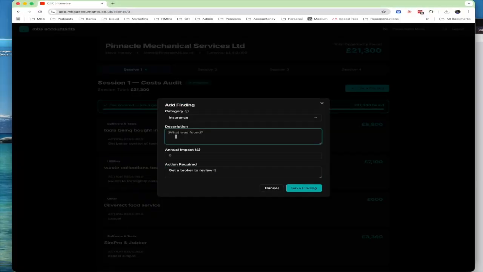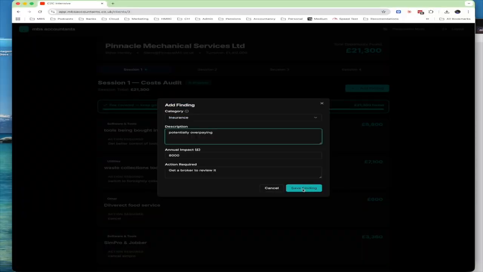Okay, so we've gone for a conservative approach on the insurance that we think we need to. The action required is to get a broker to review it. Based on the experience that we've got, we think there's a potential £8,000 a year saving. So just double check that was the case. 8,000 divided by 12, yeah, about £600. We think it should be in around about the £1,200 level. They're paying £1,800, so yeah, it's approximately that. So it's the £8,000 a year that potentially could be saved there.